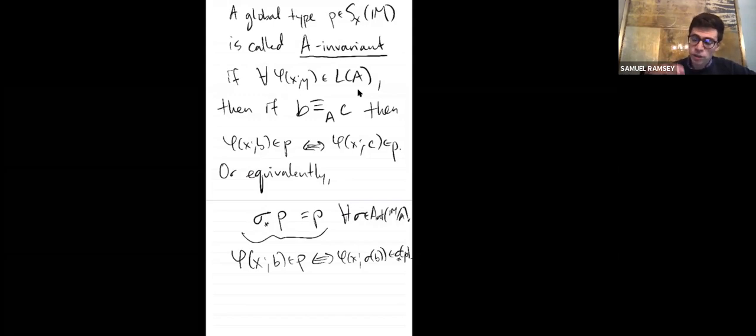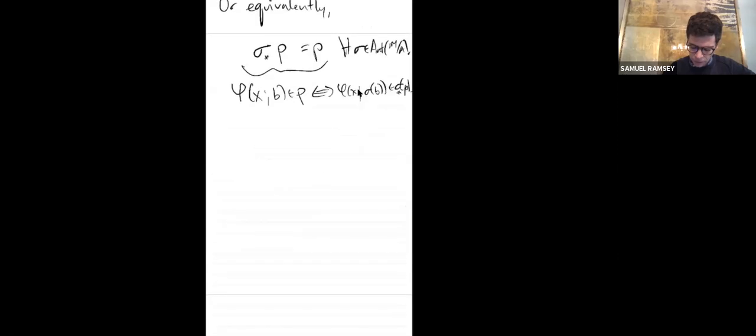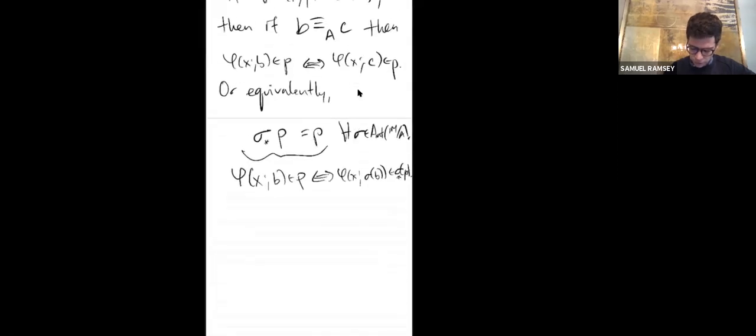So this latter definition explains why it's called invariant. It says that it's not changed by automorphisms. But the real concrete meaning is that if you have a formula, then the question of whether or not an instance of that formula goes in the type depends only on the type of the parameters over A. Somehow A has all of the information. So let's draw a picture. So let me zoom out some more so that the definition stays up.